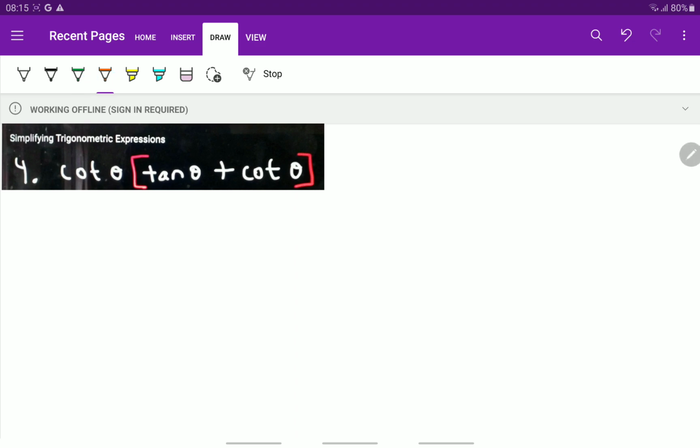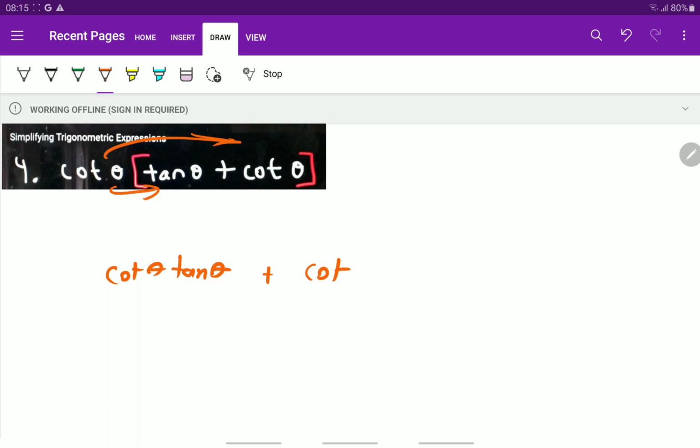Question number 4. Cot theta into tan theta plus cot theta. So here, do we see any obvious patterns? No, we don't. So therefore, we're just going to use the FOIL method and multiply in. So cot theta into tan theta, let's write that as cot theta into tan theta plus cot theta into cot theta, which is cot squared theta.